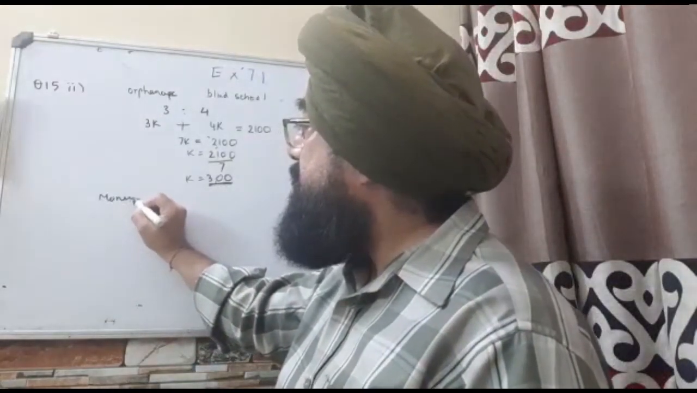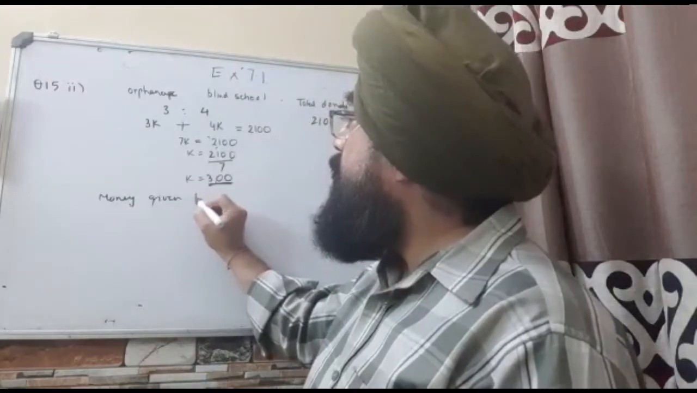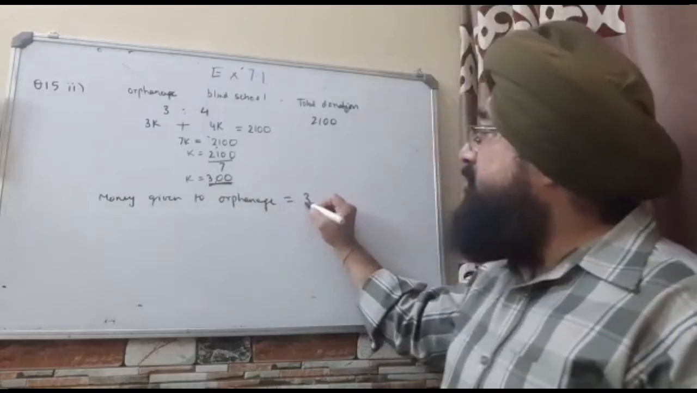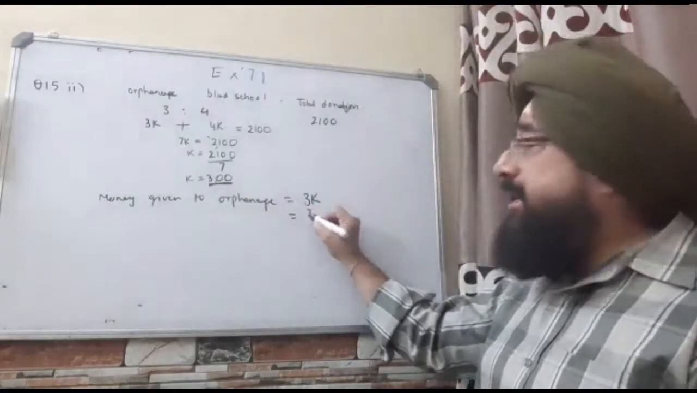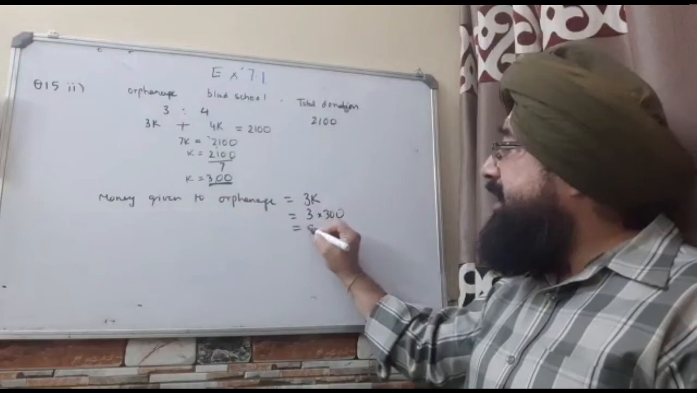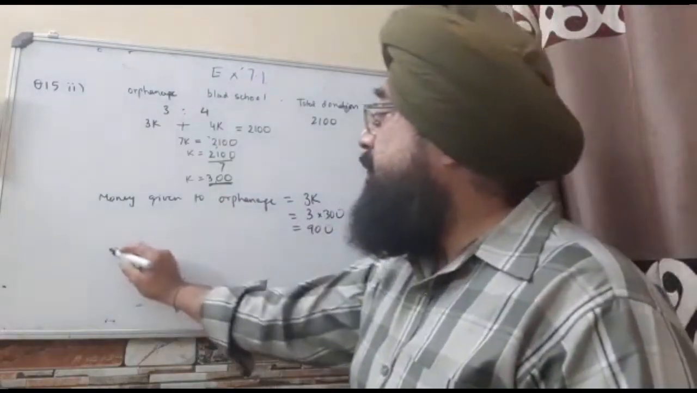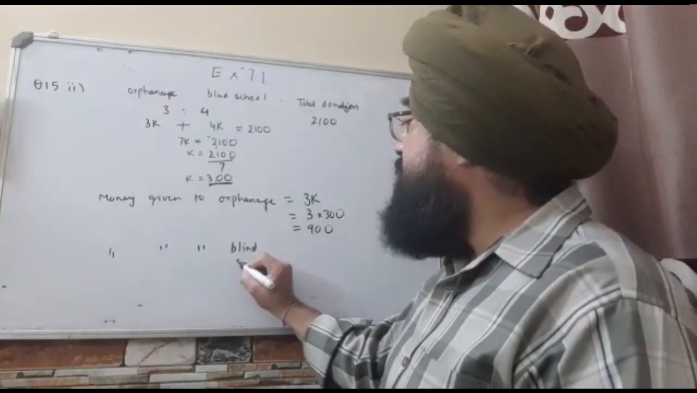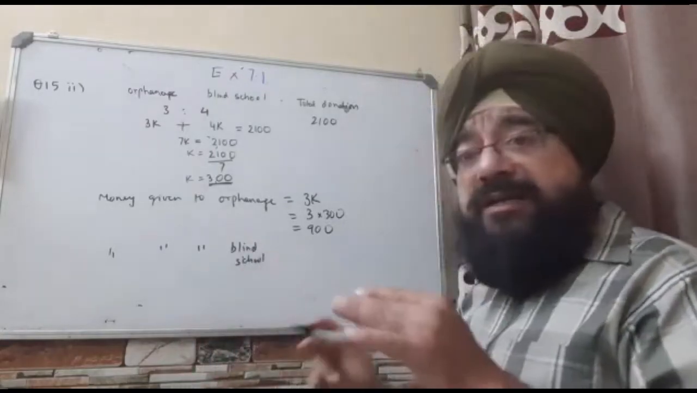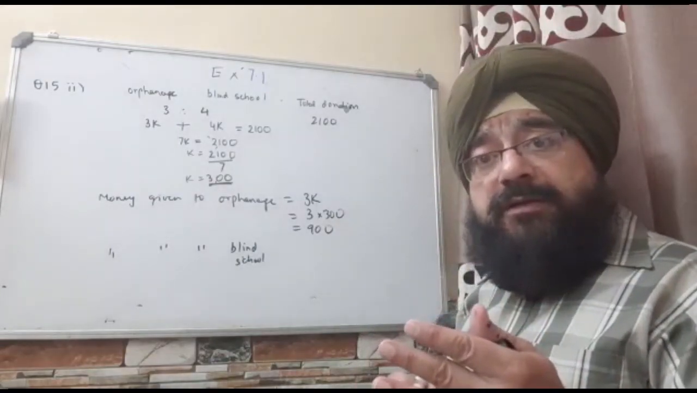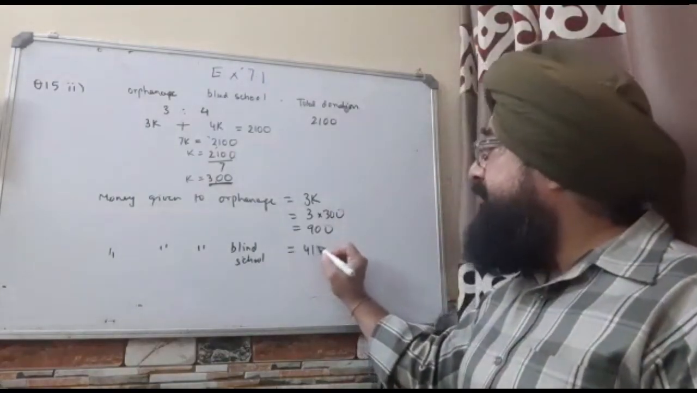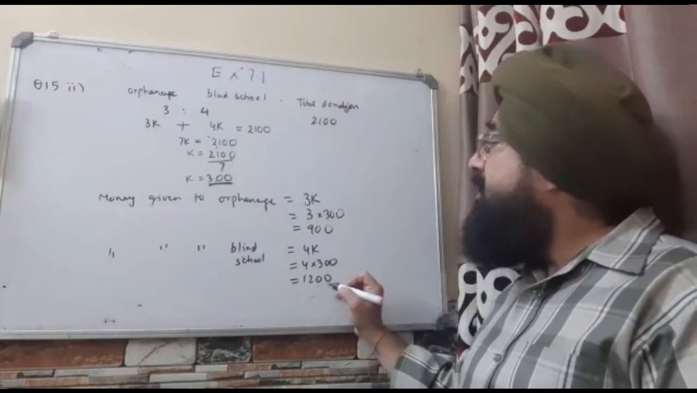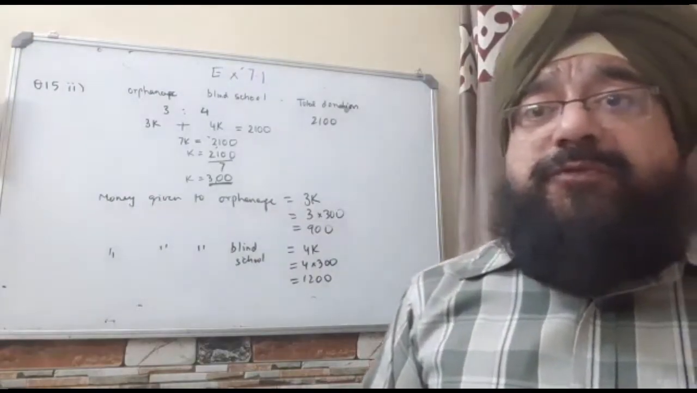Once k comes out to be 300, don't leave your answer here, because you need to tell the money given to the orphanage. That is 3k, that is 3 into 300, that is 900. And likewise, the money given to the blind school, you can either find by subtracting this 900 from 2100, or you might find it by 4k, that is 4 into 300, that is equal to 1200. And this is all what we have to do here.